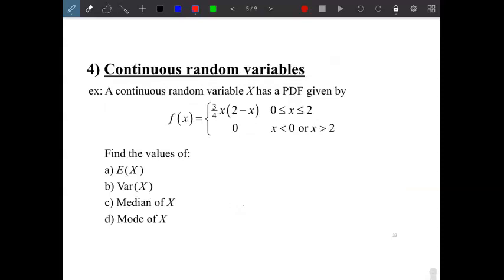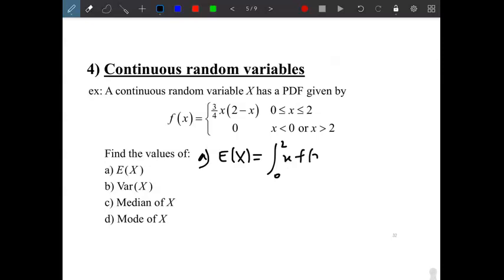Now, if we were to look at this example, we have a continuous random variable with a probability density function as follows: 3 over 4 x times 2 minus x between 0 and 2, and 0 elsewhere. So we need to first start by finding the expectation. So for part A, we know that the expectation is the integral between 0 and 2. We only consider the interval 0, 2 because elsewhere f of x is 0, so its integral is 0. So we can just drop it.